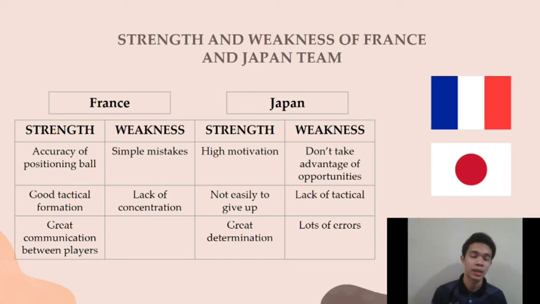For Japan, their weakness is that they don't take full advantage of the opportunities when they have a chance to create the point. They also have a lack of tactics and make many errors during the match.